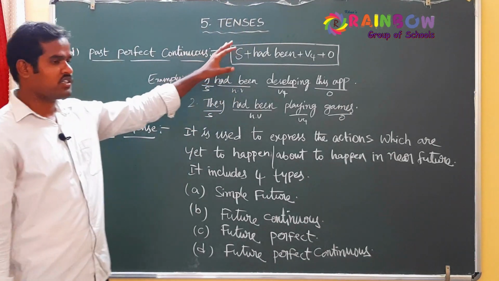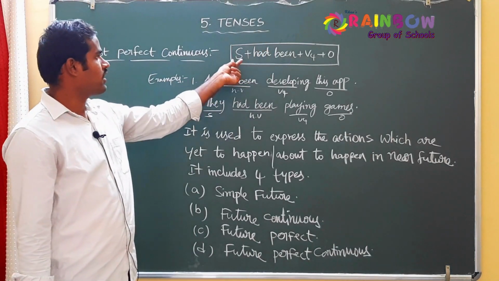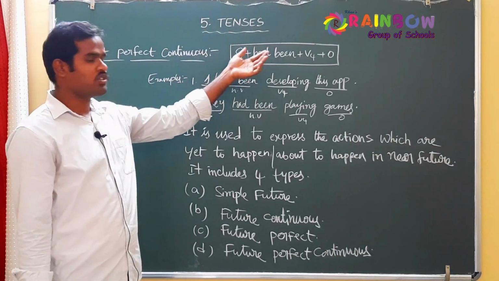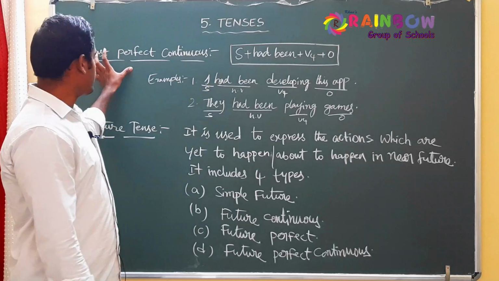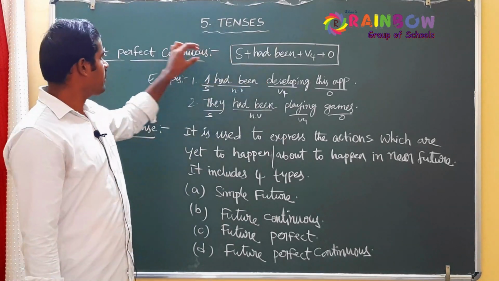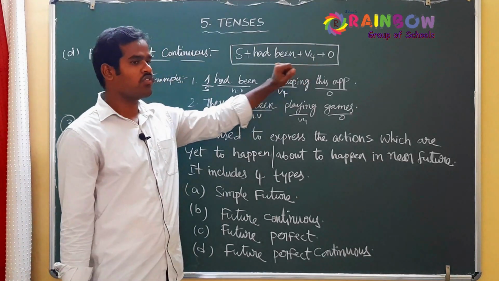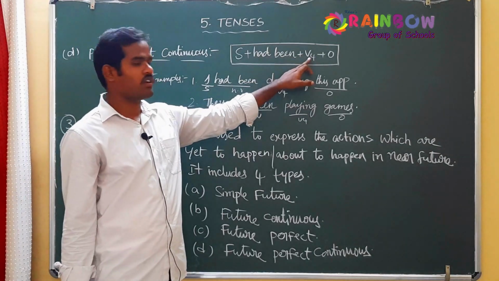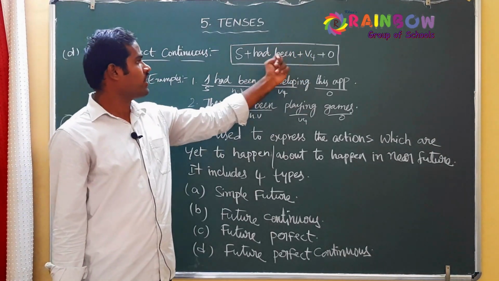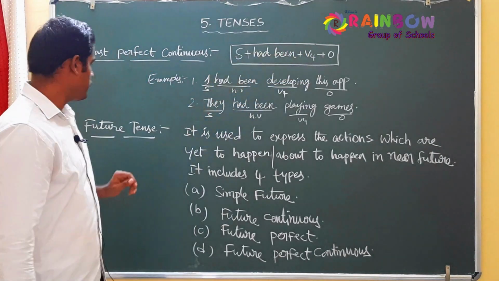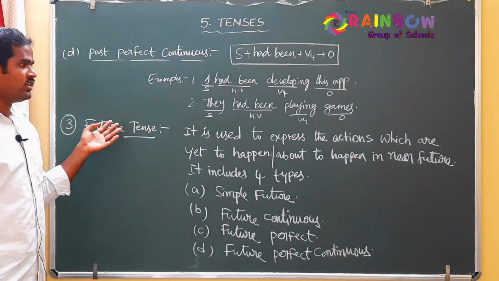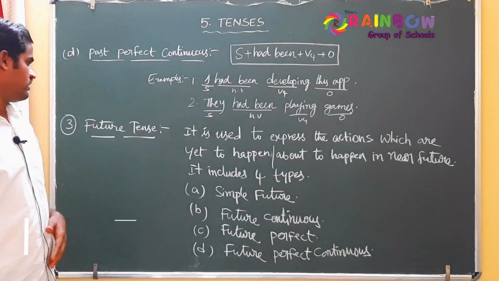See, framing of the structure is very important. As in the previous structure, subject and object are common. Past perfect, so we have to use had. Continuous, so we have to use V4, but after had, V4 is not fit to write, so we have added been.